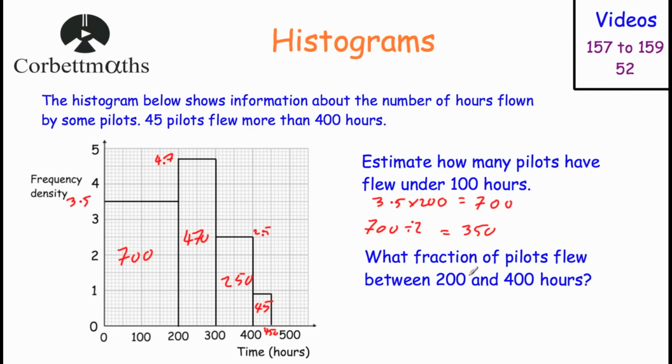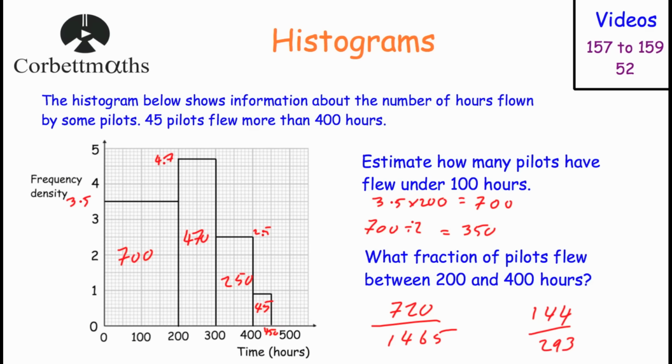We've been asked to find out what fraction of pilots flew between 200 and 400. So that's going to be, altogether, 470 plus 250, that's 720, out of all the pilots altogether. So it's going to be 700 plus 470 plus 250 plus 45. That's equal to 1,465. And if I type that into my calculator, it'll simplify nicely for me to 144 over 293.